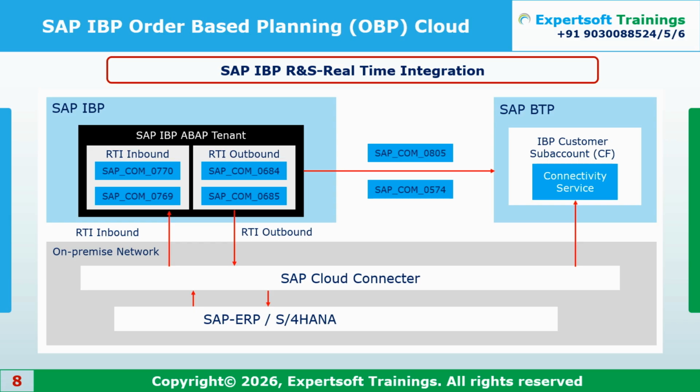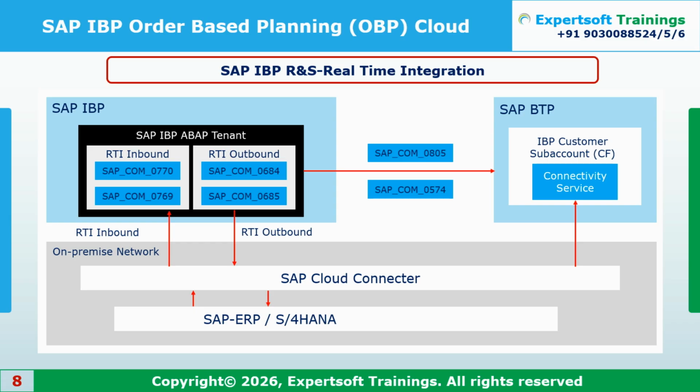This real-time integration looks more or less the same as in the APO days. In the APO days, to integrate the data from your source system to IBP, we used the core interface, SIF. The same thing you are going to use when you are dealing with order-based planning. The same T codes, say from 1, from 2, from 3, to transfer the data between your source system and IBP.